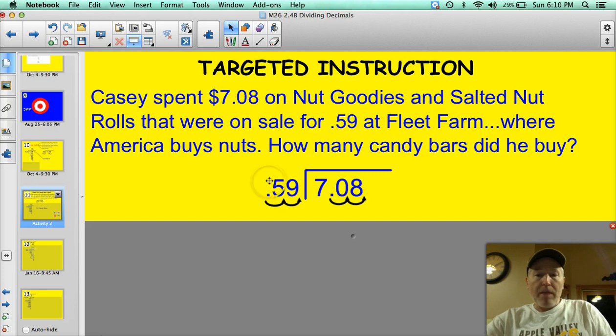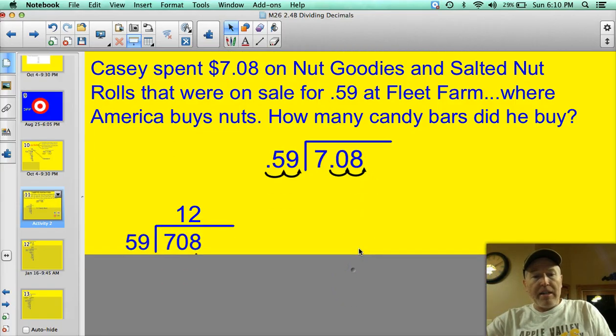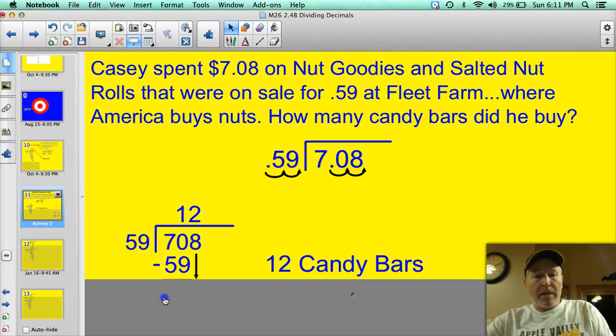Well, you can set that problem up. Here's the $7.08, his dividend, divided by 0.59, or 59 cents. So once again, I moved the decimal 2 spots to the right here to give myself a divisor of 59, and of course I have to move it 2 spots in the dividend as well. So my new problem looks like this: 59 divided by 708. Well, I can take you through those steps too.